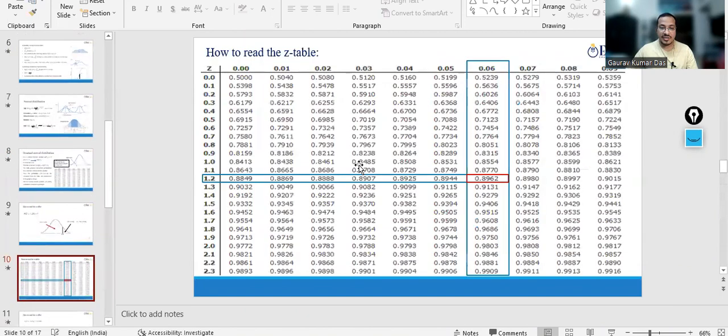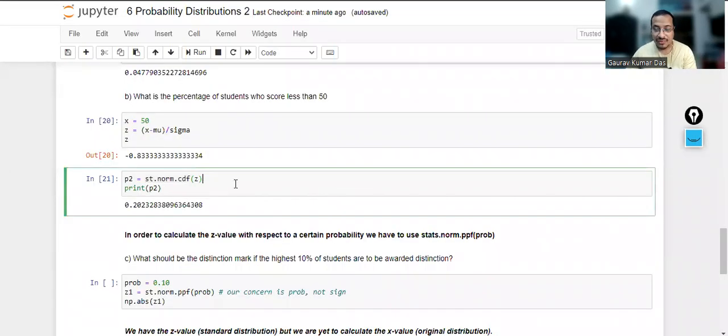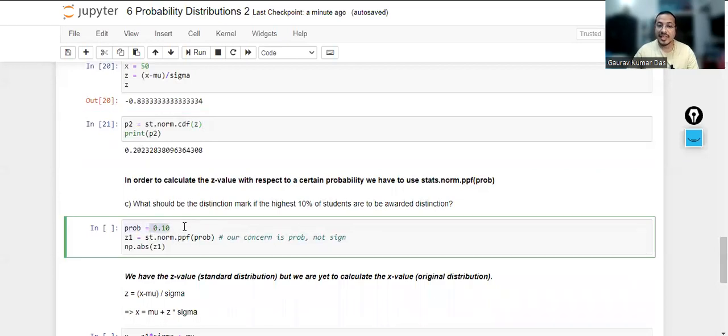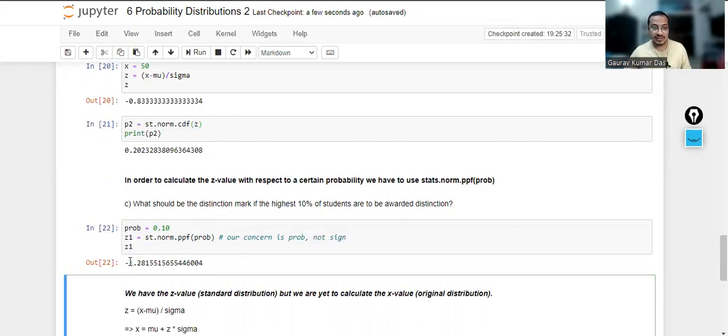So if I'm given a probability of, say, 0.9861, what is the value of Z? You would scroll and then go to the value of Z. But here you can directly use a function which will give you the Z value given the probability. So probability is given as 0.10, 10%, right? You can directly use st.norm.ppf. ppf will give you the Z value once you provide the probability.